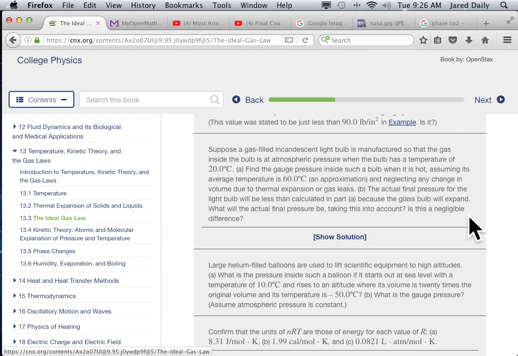What are we using for P initial here? V initial also can be just V, because they tell us that V final is 20 times V, so you'll get V over 20 times V, because the V's will cancel.